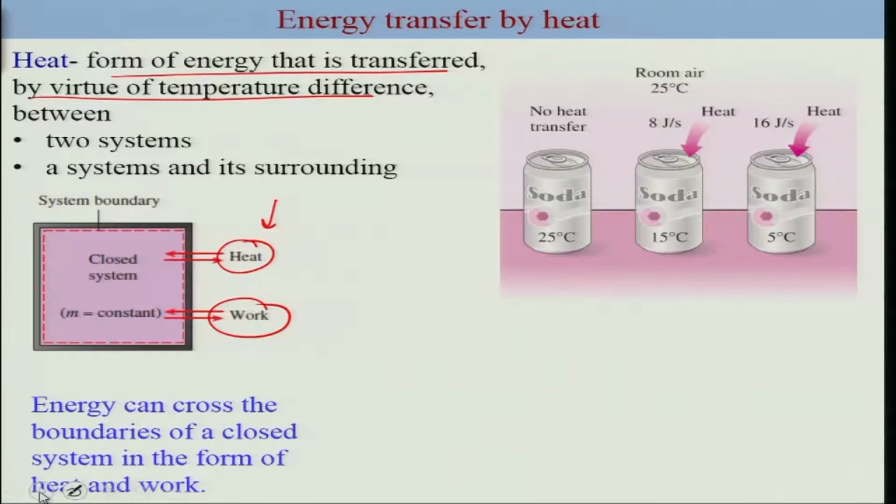So let's take an example here. You have a room temperature at 25 degrees Celsius. You put a can of soda, which is also at 25 degrees Celsius. What is the heat transfer? It will be 0, because it will be at equilibrium with the surrounding. You take the same can from a refrigerator at 15 degrees Celsius, the temperature difference has increased, which allows the heat to transfer. It is 8 joules per second.